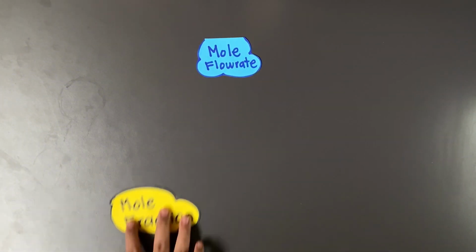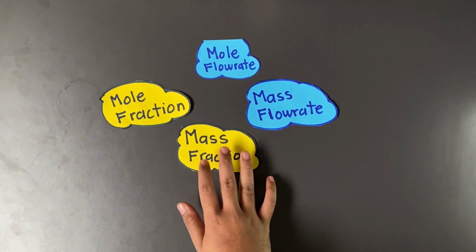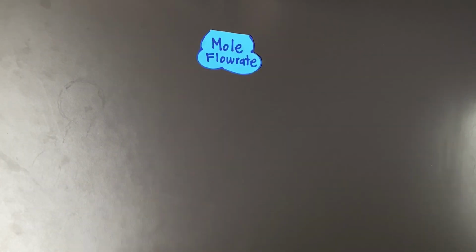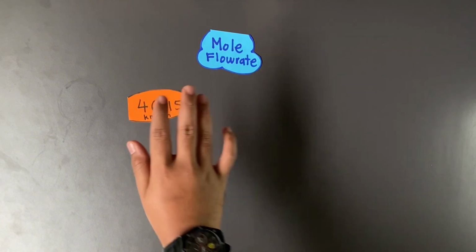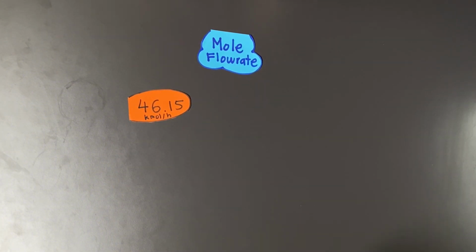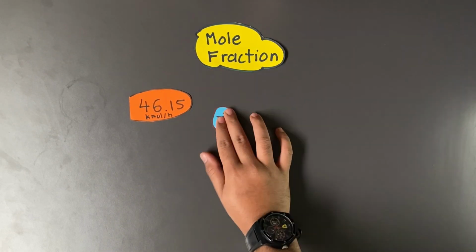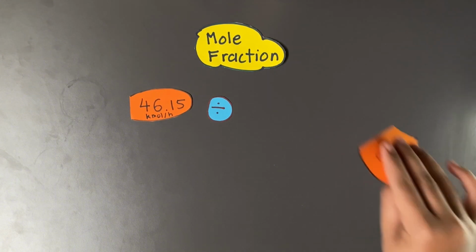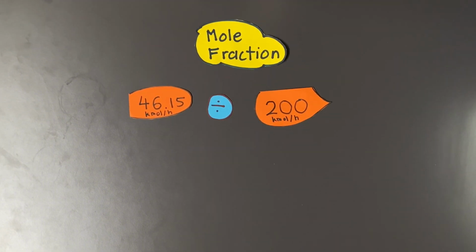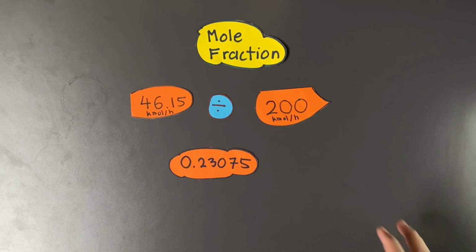Mass balance calculation helps us account for all materials entering, leaving, and reacting in a system, ensuring conservation and process efficiency. There are 4 important things that need to be calculated, which are mole flow rate, mole fraction, mass flow rate, and mass fraction. For the mole flow rate, we have been given 46.15 kmol per hour. So we need to find the mole fraction. So how do we find the mole fraction? We need to divide by the total mole flow rate. So we will get the mole fraction for water.